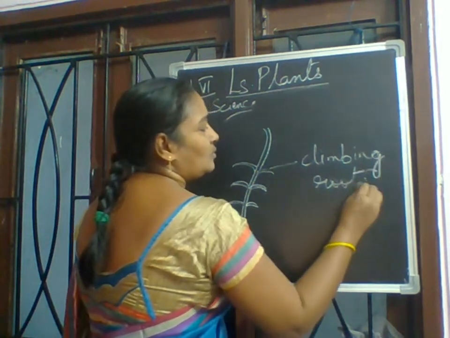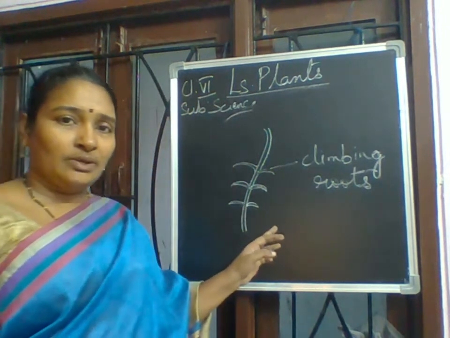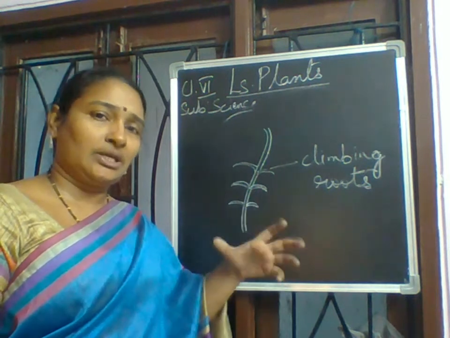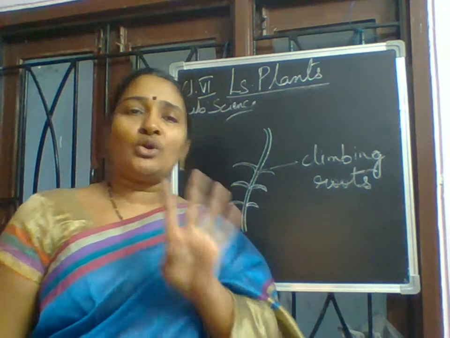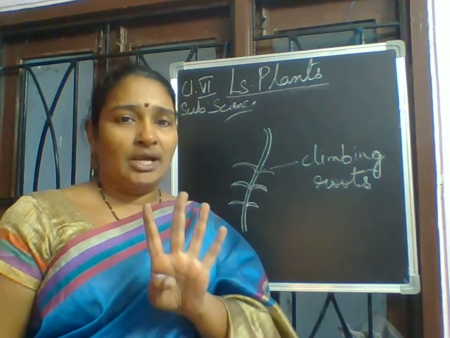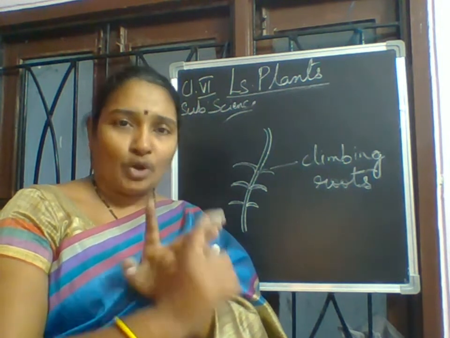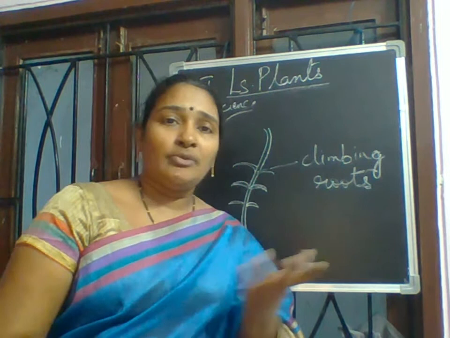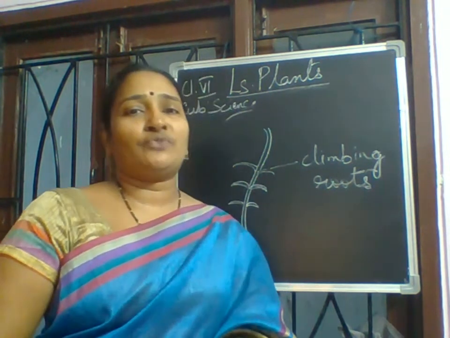Climbing roots. Because of the climbing roots, the money plant is able to take support and climb. So till now we have studied four root modifications. They are storage roots, breathing roots, prop roots and climbing roots. These are modifications. And before modifications we have studied even about the functions of roots.